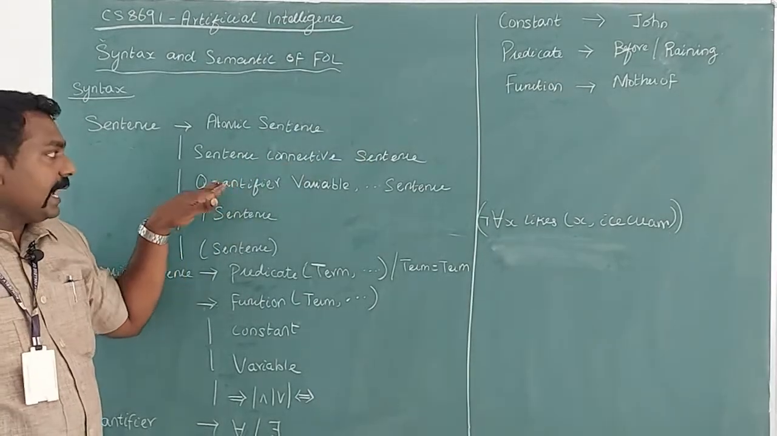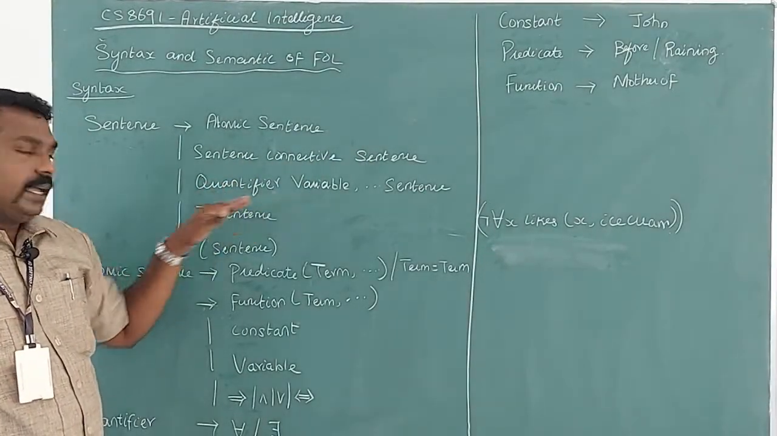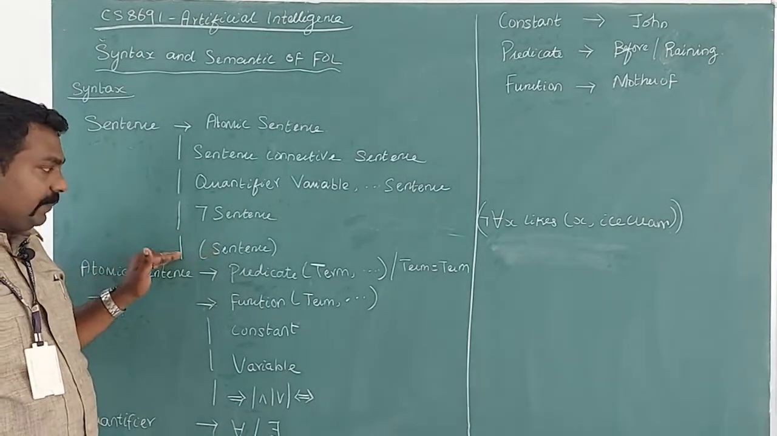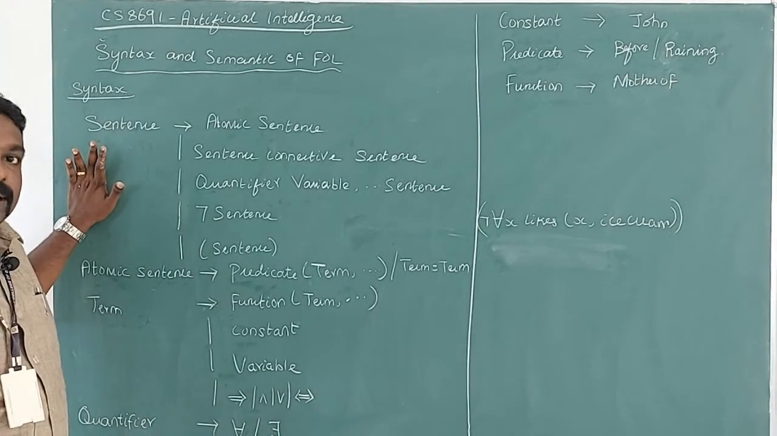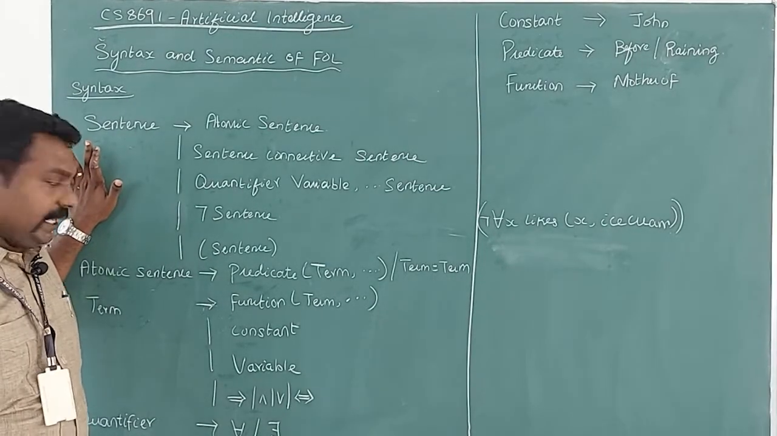A sentence can have a quantifier with a variable. It can have a negation. It can be applied within brackets. All these things you call a sentence. So this is the syntax for writing predicate logic.